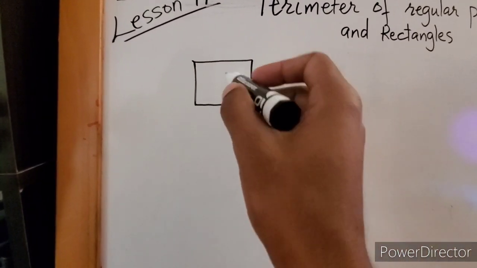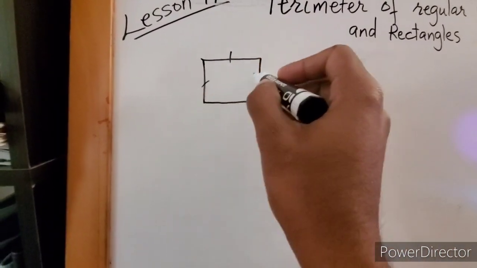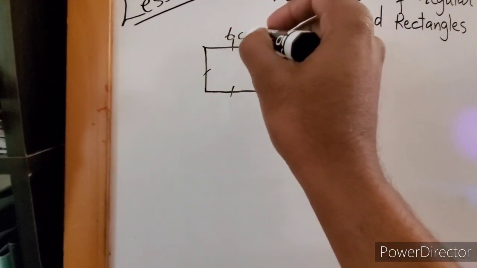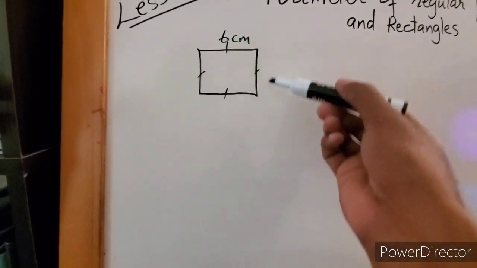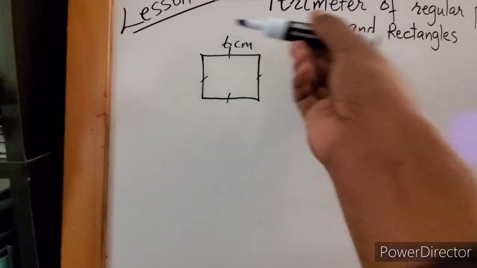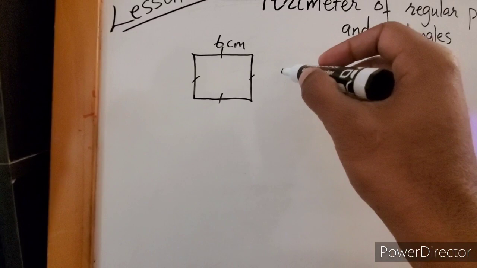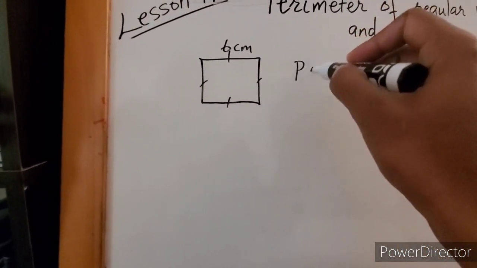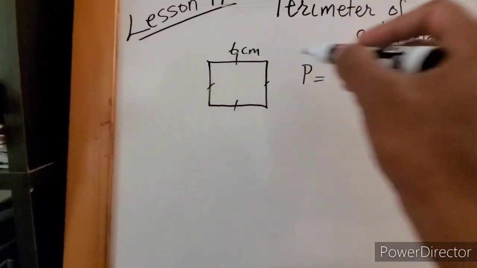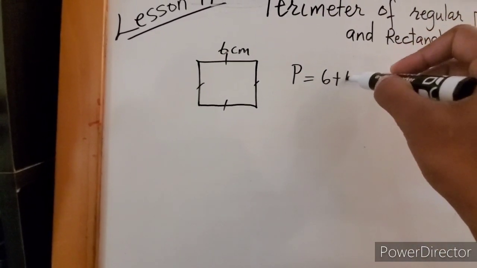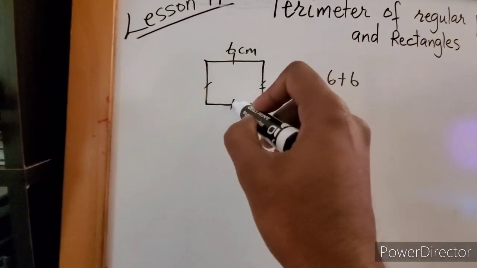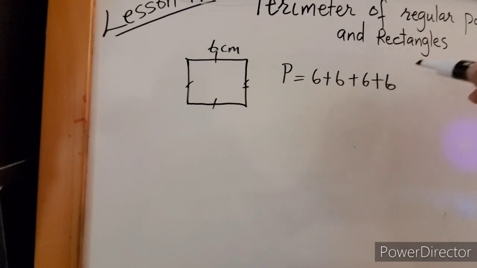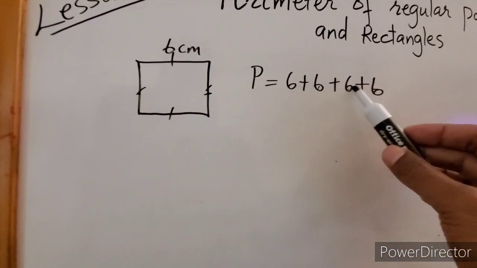Now remember, we call this a square because all the sides are equal. And let's say this side is 6 centimeters. And remember, if all the sides are equal, whatever one side measures, then the other sides will measure the same. So how many sides does it have? It has 4 sides. So the perimeter of the square is equal to 6 plus 6, which is this side, plus this side, plus this side. So it's 4 6's you're going to write down. Okay? So 6 plus 6 plus 6 plus 6.